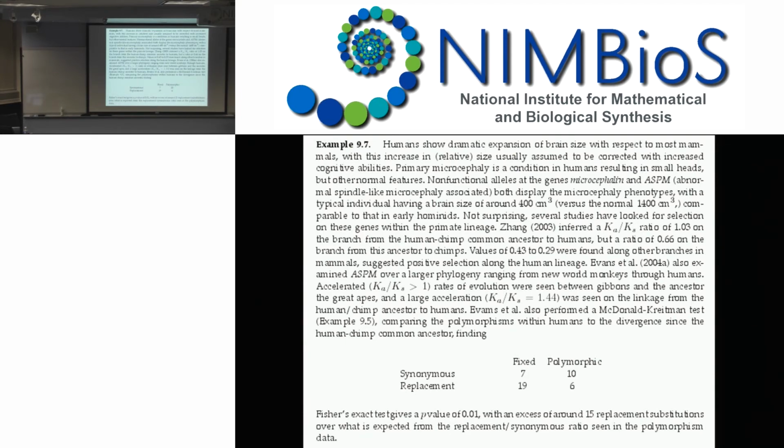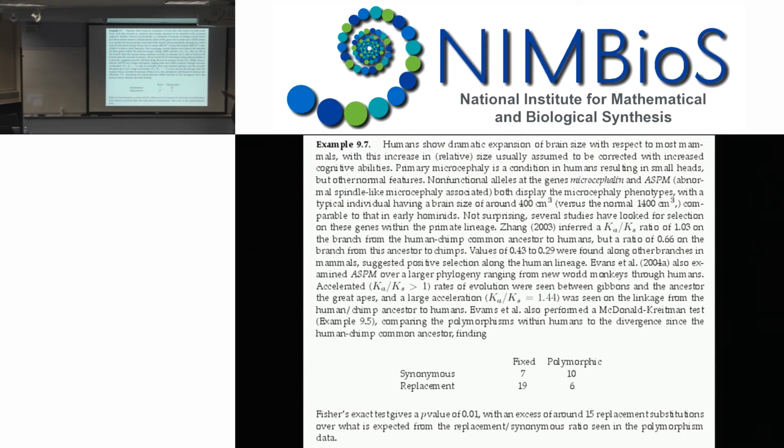There are genes in humans, microcephalin and ASPM, abnormal spindle microcephaly associated, where basically if you have mutations in either one of these, instead of having your 1400 cubic centimeter cranium, you have a 400 cubic centimeter cranium. And that's comparable to the size of early hominoids. So not surprisingly, people looked at those genes in the primate lineage.